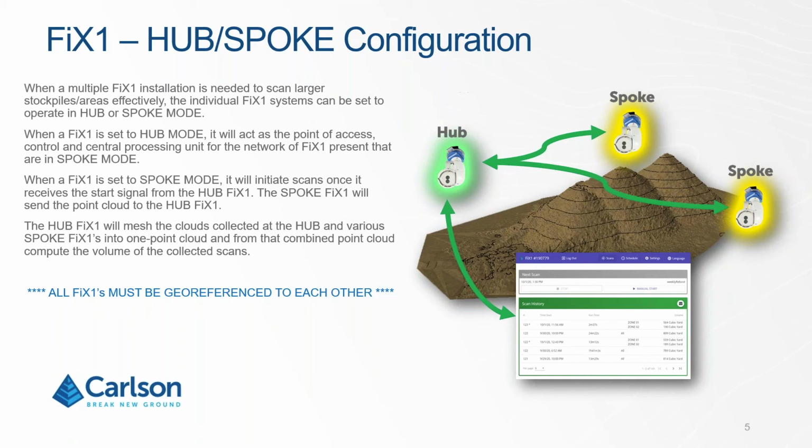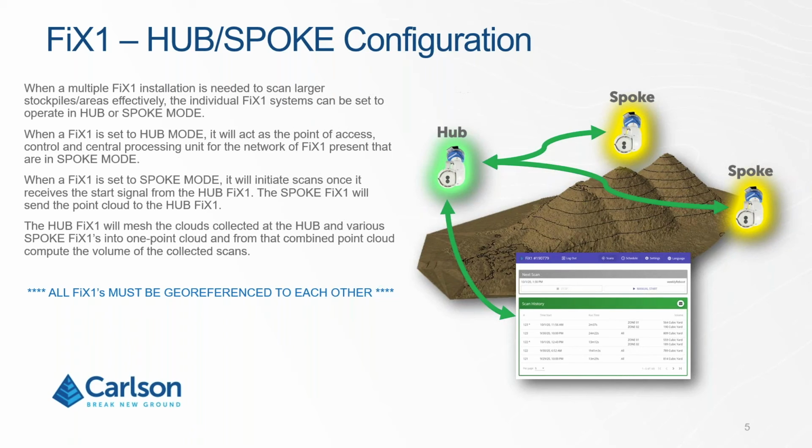The FiX1 does come in a unique situation where it's kind of a hub and spoke configuration. So when we do have a multiple FiX1 installation that is needed to scan larger stockpiles and areas effectively, the individual FiX1 system can be set to operate in hub or spoke mode. When a FiX1 is set to hub mode, it will act as the point of access control and central processing unit for the entire network of FiX1's that are in spoke mode.